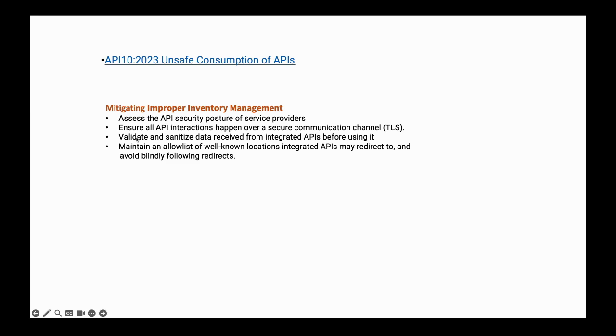Now, validate and sanitize the data received from integrated APIs before using it. We just saw this in our example. Maintain an allow list of well-known locations integrated APIs may redirect to, and avoid blindly following redirects. So let's say, as we discussed earlier as an example, somebody tries to hack the third-party APIs to redirect your request to their own servers or wherever they want to using a 308 permanent redirect. If you put an allow list of well-known locations where integrated APIs may redirect to, that issue can be mitigated.